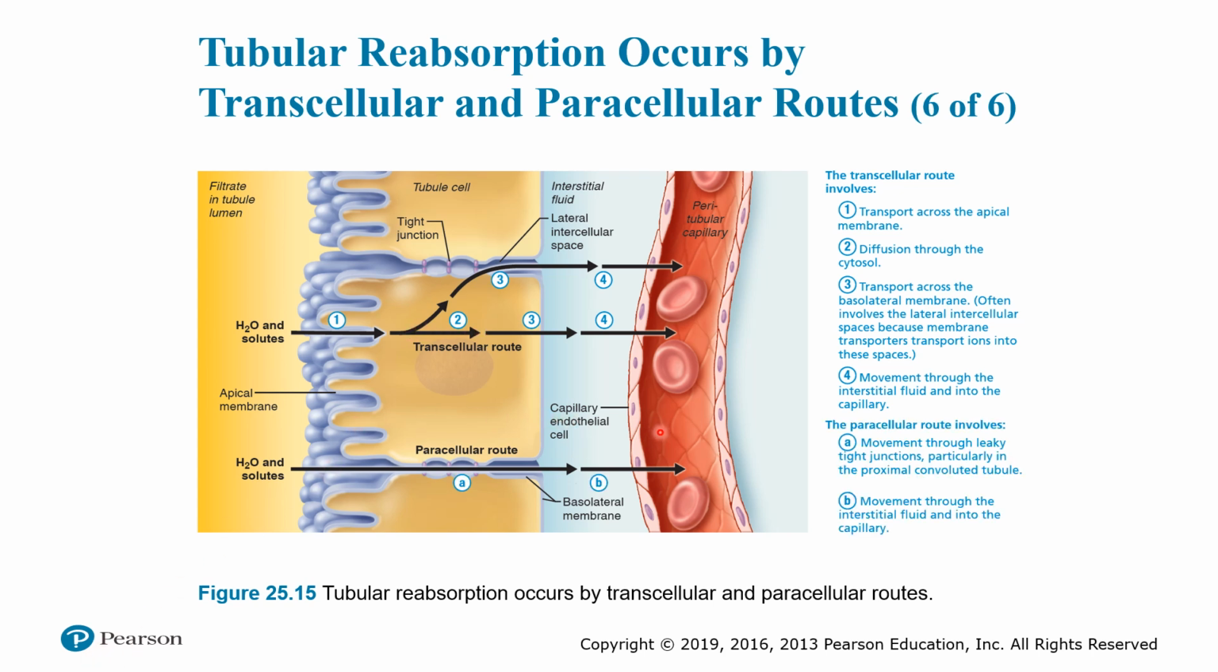Now let's look at the paracellular route. The paracellular route involves movement through the leaky tight junctions. So here water and solutes are moving through the leaky tight junctions. They are not going into the cytosol. This particularly happens in the proximal convoluted tubule. And then they go into the interstitial fluid, and then they move into the capillary.